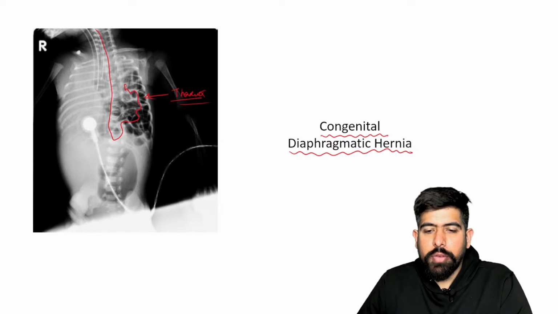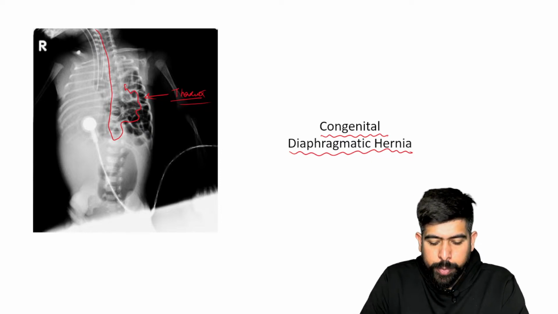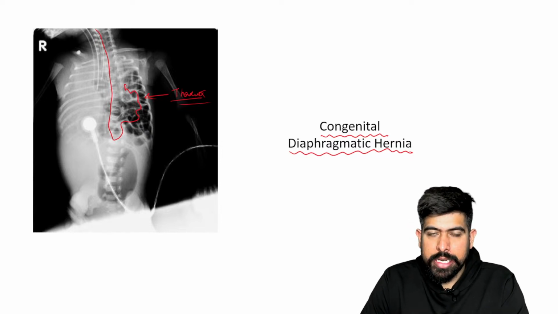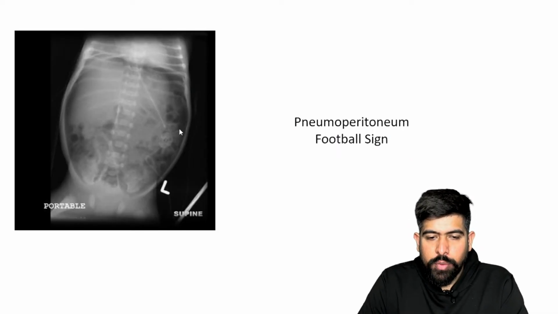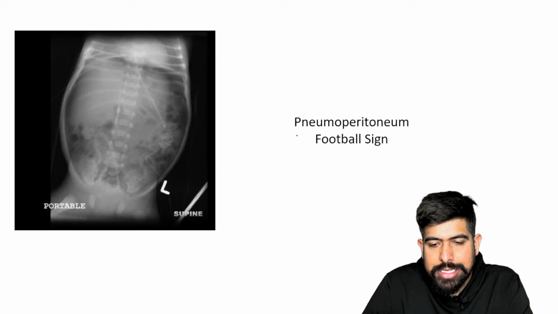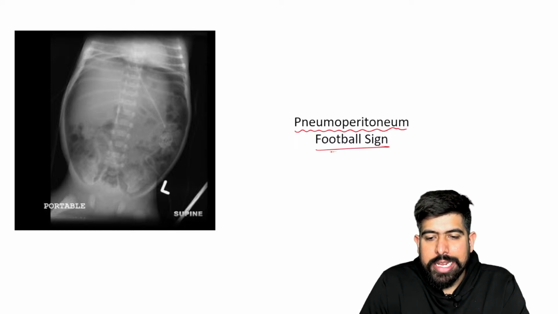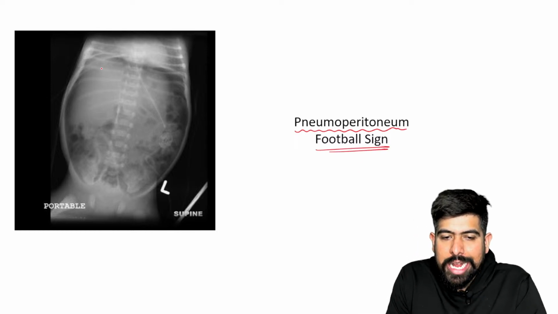So this is the case of your congenital diaphragmatic hernia. Now, moving forward, this is your pneumoperitoneum, which is your football sign. Yes, pneumoperitoneum, we talked about it, which is the gas or the air below your diaphragm.